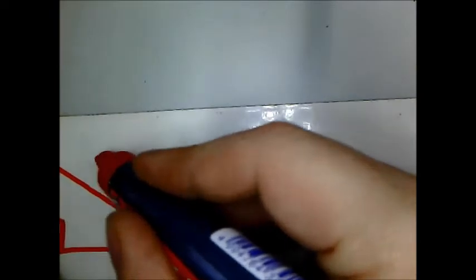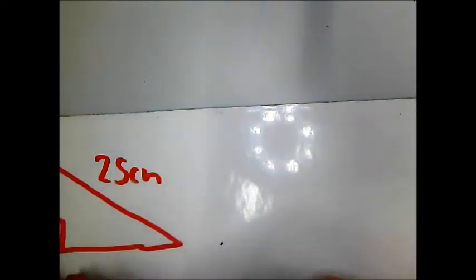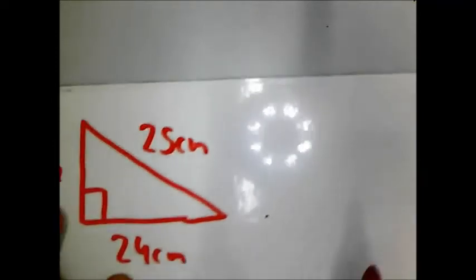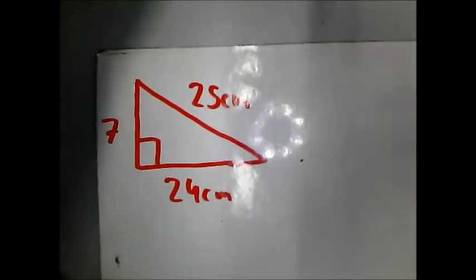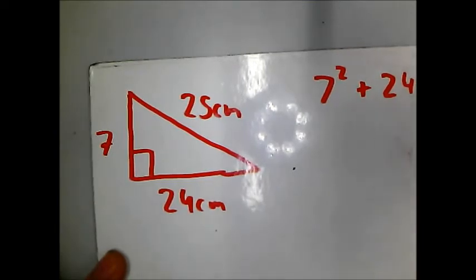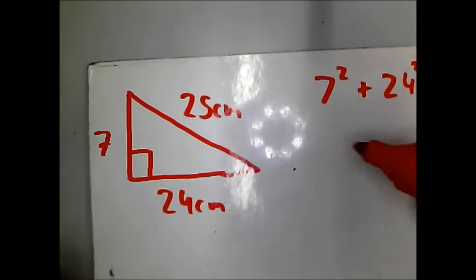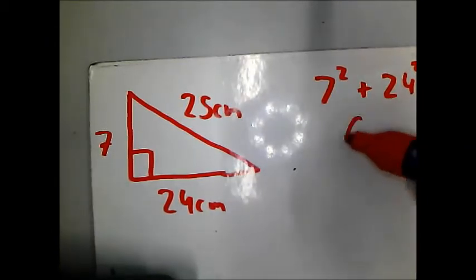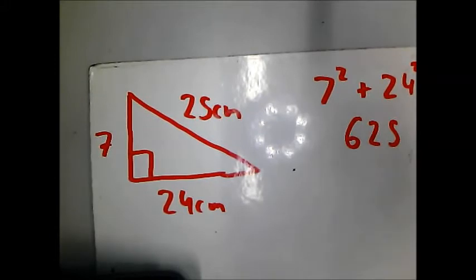And then 7 and 24 in either order over here. Okay, let's use Pythagoras' theorem to see if 7 squared plus 24 squared is equal to 25 squared. So, 7 squared plus 24 squared should equal 25 squared. On my calculator, 7 squared plus 24 squared is 625, and then 25 squared is 625.